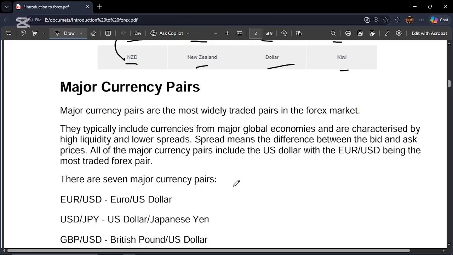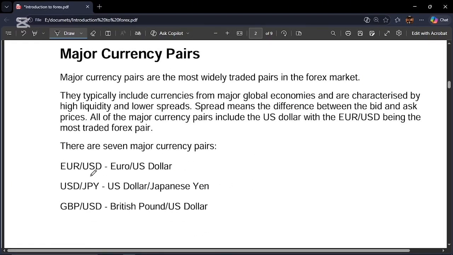Now the major currency pairs we have are the EUR/USD, the Euro US dollar, and the USD/JPY, US dollar Japanese yen. And by the way, you should also note that they typically include currencies from major global economies, like the US, Great Britain, Japan. Those have a high global economy and are characterized by high liquidity and lower spreads. Spread means the difference between the bid and ask price.